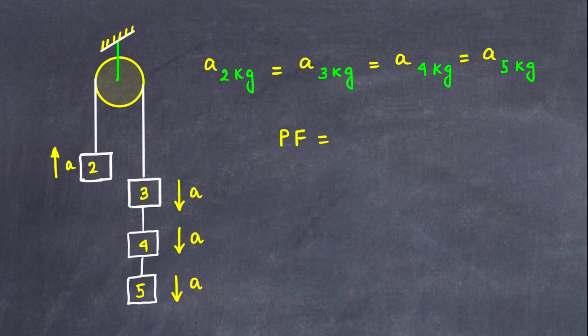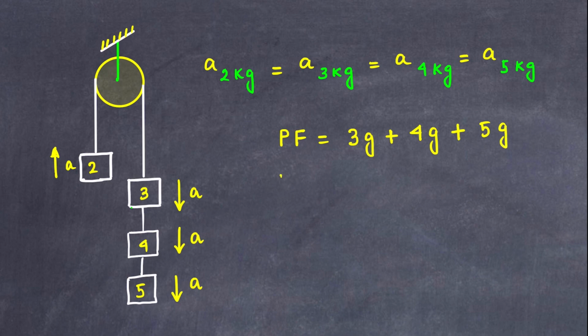So over here we know that all the bodies that are going down will provide us the pulling force. Here the 3 kg block is going downward, the 4 kg block is going downward, and the 5 kg block is going downward. So the pulling force will be the force exerted by the 3 kg block, that is 3g, plus the force exerted by the 4 kg block, that is 4g, plus the force exerted by the 5 kg block, that is 5g.